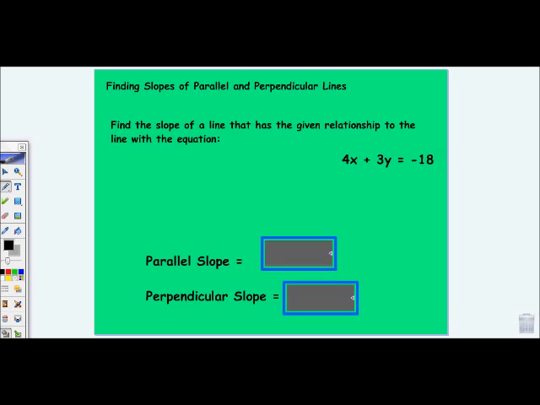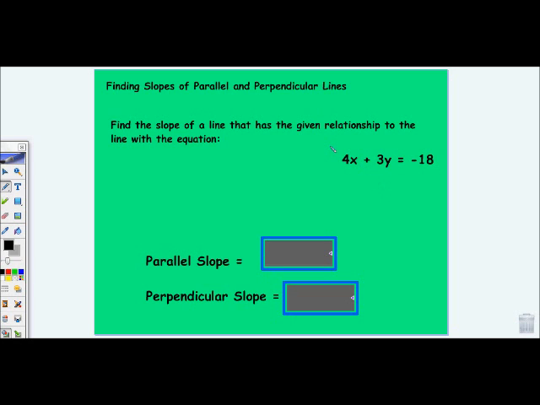Now, how does that come into play with our equations of our lines? So it says find the slope of a line that has the given relationship to the line with the equation. And they give us an equation, much like your homework for today, the stuff we started in class today, 4x plus 3y equals negative 18.